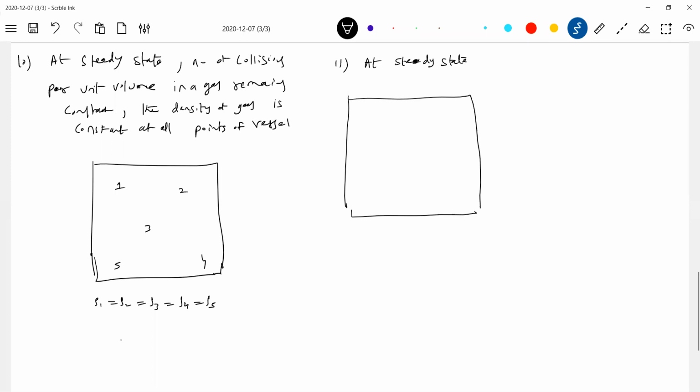I will take two volumes here. Now, I'll take some elemental volume. There are 10 molecules there. That's one. So what is the speed of the 10 molecules? The same, here also there will be 10 molecules and they will have the same speed.